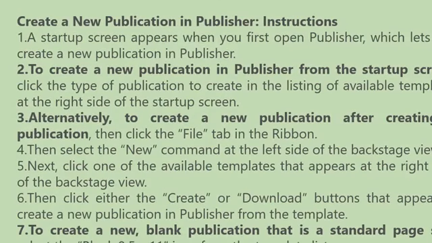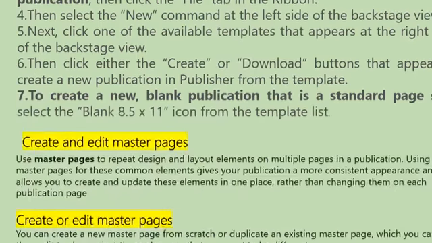Therefore, let's see how you create a new publication in Publisher. The startup screen appears when you first open Publisher, which lets you create a new publication. From the startup screen, click the type of publication to create in the listing of available templates at the right side of the startup screen. Alternatively, after creating a publication, click on the File tab on the ribbon, then click on New, then follow the steps that I have explained earlier. Remember to set the paper size.